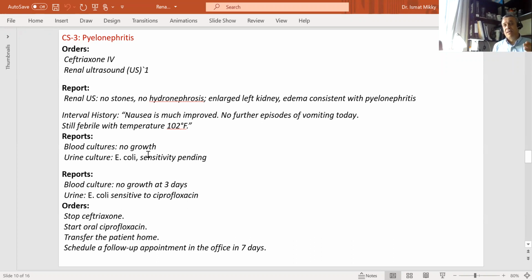You can give also ampicillin and gentamicin. The ciprofloxacin, which is a fluoroquinolone. Levofloxacin also is a fluoroquinolone. But we have to be careful with dealing with the side effect of tendonitis, especially Achilles tendon inflammation.